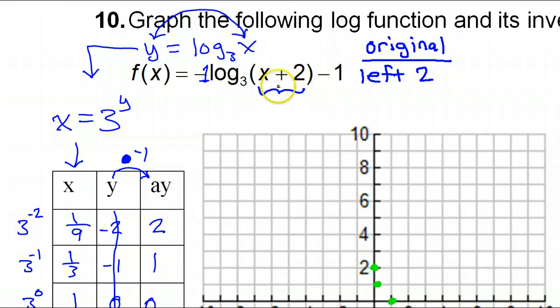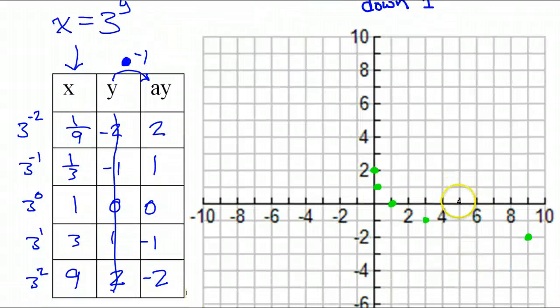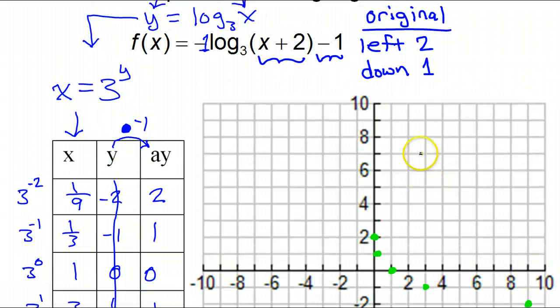That's right, inside the parentheses we have left-right motion, and it's the opposite of what it looks. So if it's positive, we go left. Because of this, I'm going to go down 1. Alright, a translation of down 1. Obviously, numbers hanging on the end like this, outside the parentheses, are up-down numbers. Negative will be down, positive would be up. So we will do that shifting to these green points, and that will give us the final graph.